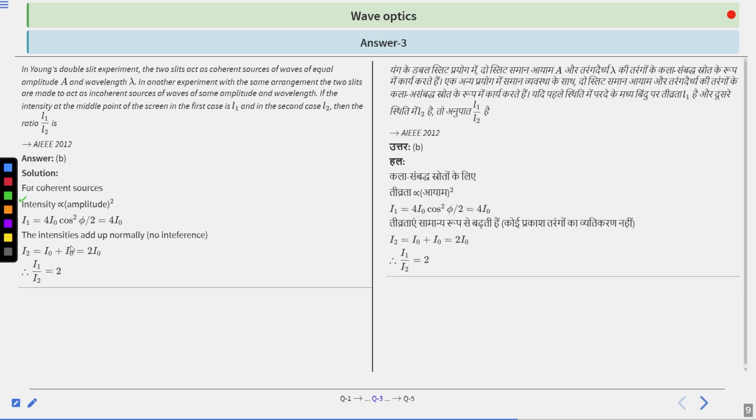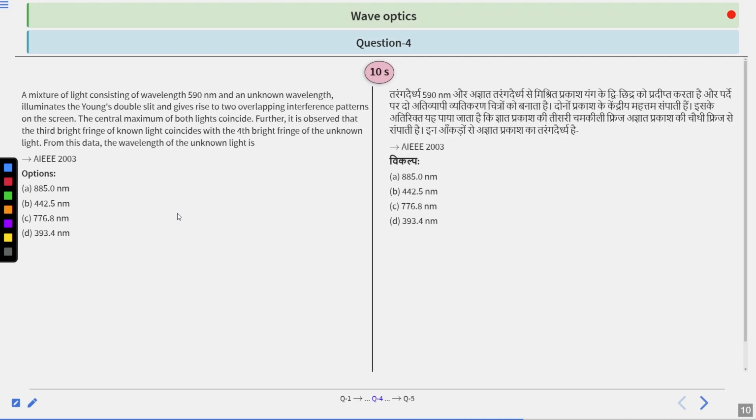In the second case, when the sources are incoherent, there is no interference. So I2 is equal to I naught plus I naught, which is equal to 2 I naught. The question asks what will be the ratio. So I1 divided by I2 is equal to 2. So the correct option is B. And this is an AIEEE 2012 question. Next question.